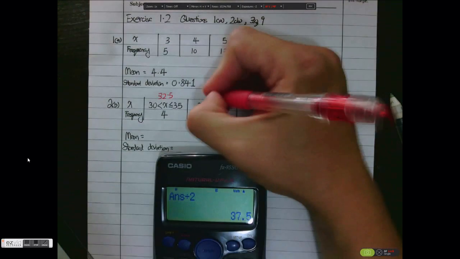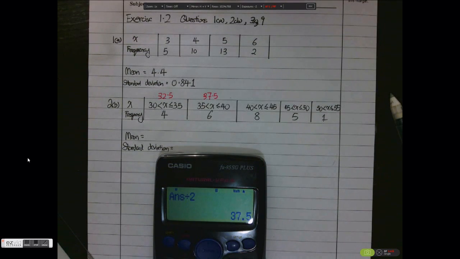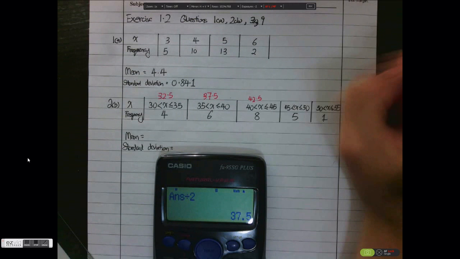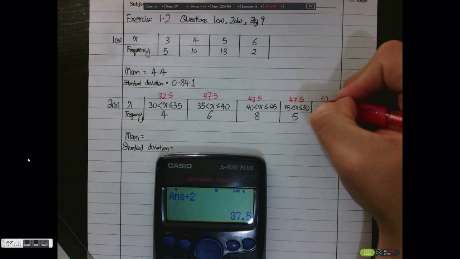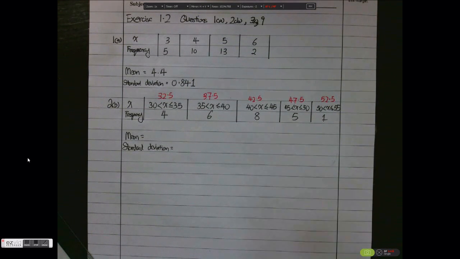We do the same for the rest of the data. So we will get 42.5, 47.5, and 52.5. Tomorrow there is a bonus if you can answer and tell me why I use the middle value. The first most correct answer will get a little present from me. So the question I'm asking you now is, why do I use the middle value?